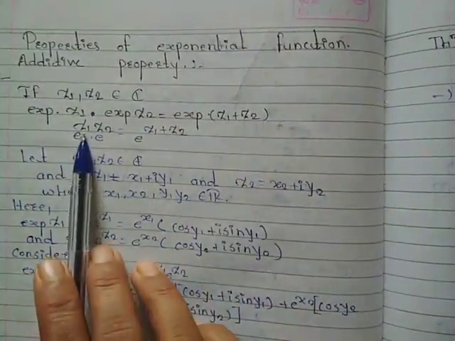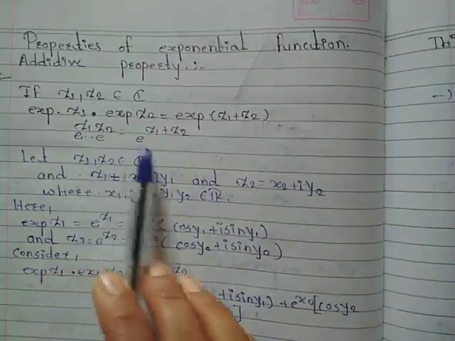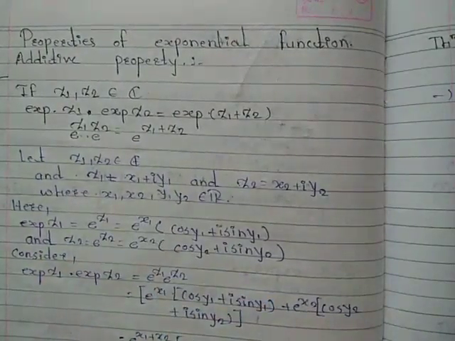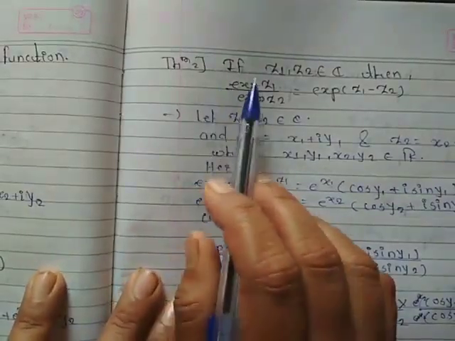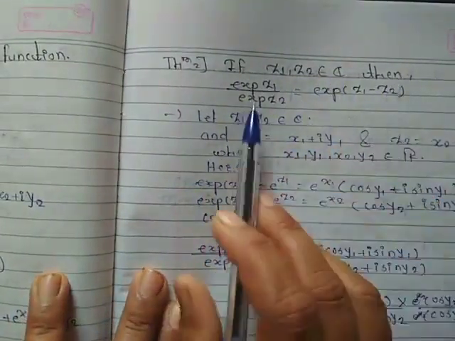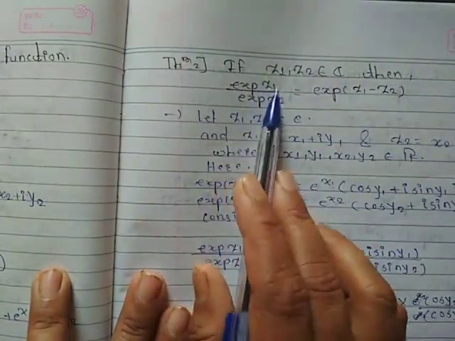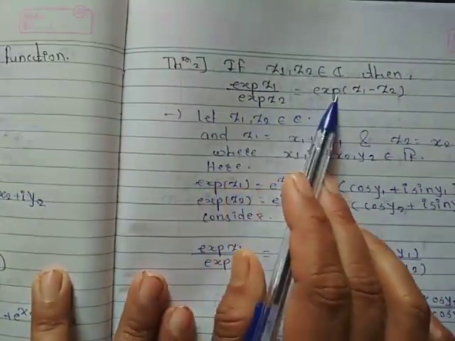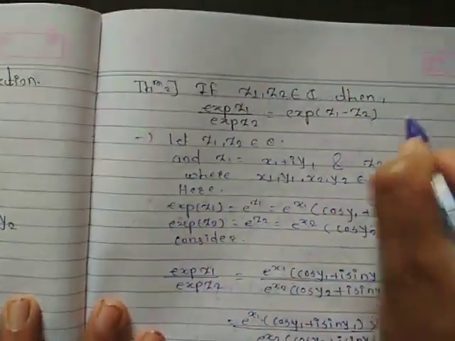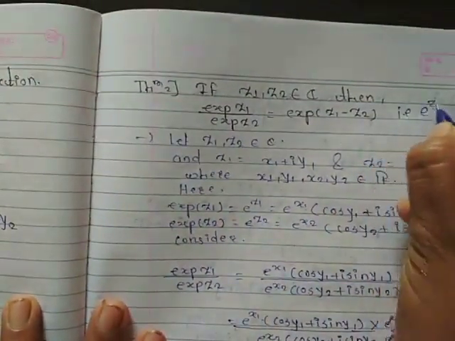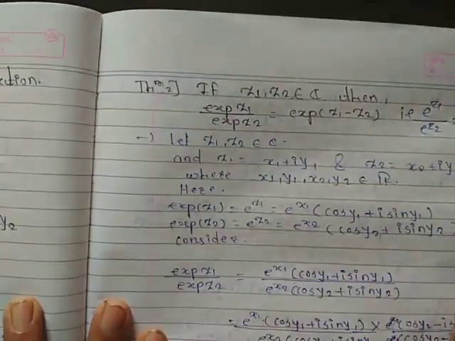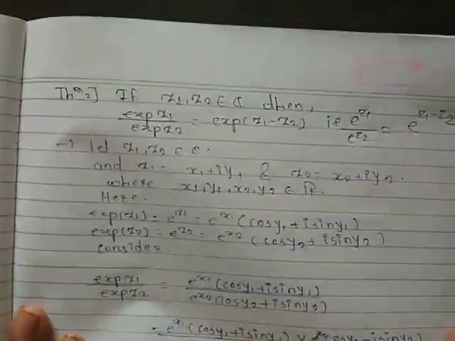That is, e raised to z1 into e raised to z2 is equal to e raised to z1 plus z2. Second property is: if z1, z2 belong to the complex numbers, then exponential of z1 upon exponential of z2 is equal to exponential of z1 minus z2, that is, e raised to z1 upon e raised to z2 is equal to e raised to z1 minus z2. Okay.